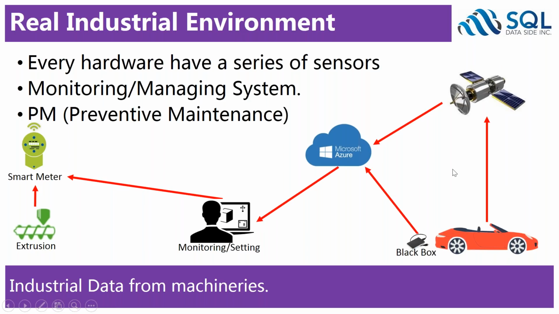there are some devices that have a black box. An aeroplane is a good example. In the future, all the trucks are going to have a black box because of the accidents they're having, and so on and so forth.